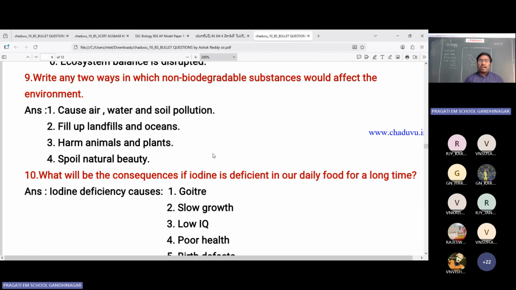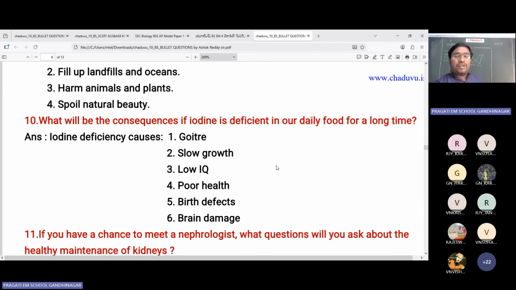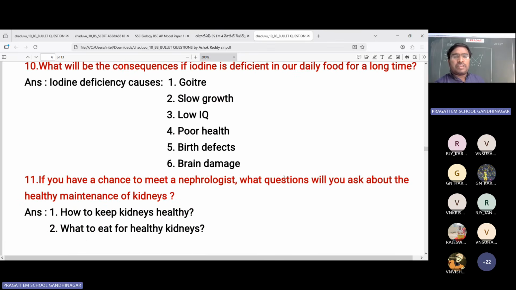That is one of the very harmful situations for aquatic organisms also. And the third important point is that it harms animals and plants, children, and spoils natural beauty. The beauty of nature is spoiled because of non-biodegradable substances. And the next important question, this is very, very important and repeated in old papers also: what will be the consequences if iodine is deficient in our daily food for a long time?